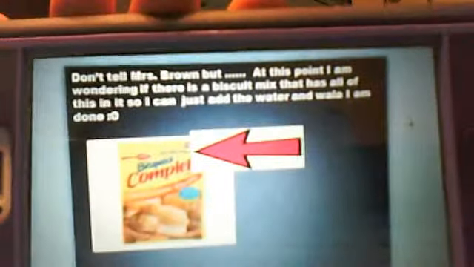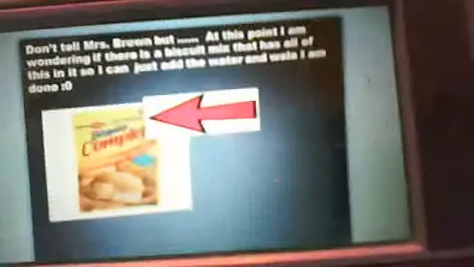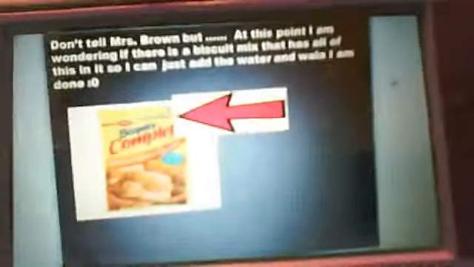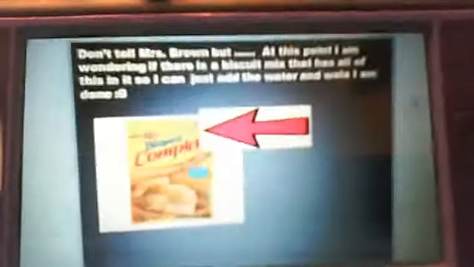And don't tell Miss Brown, but this is really something that I'm going to look forward to, and that's a quick biscuit mix where you just add water. Don't tell her. And for all you people like me who love easy baking.